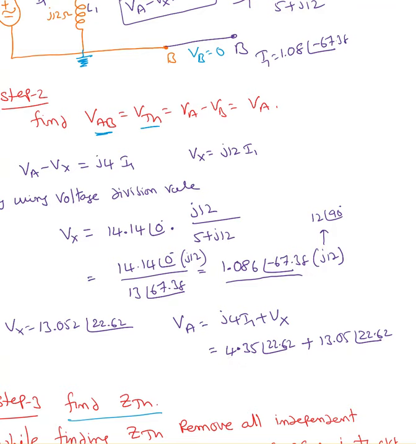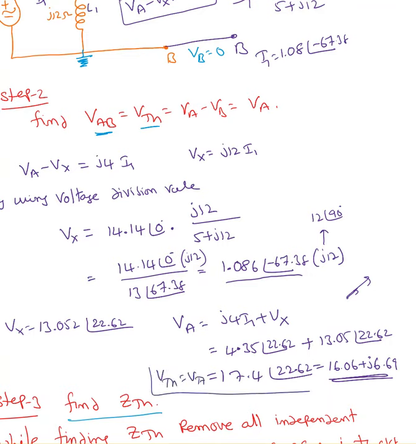That gives 17.4 at an angle of 22.62. Okay, I'm going to convert this into rectangular format. If needed, I may use it. So that value is 16.06 plus j6.69. That's my VThevenin. So this is Thevenin voltage. VThevenin equal to VA equal to 17.4 at an angle of 22.62.